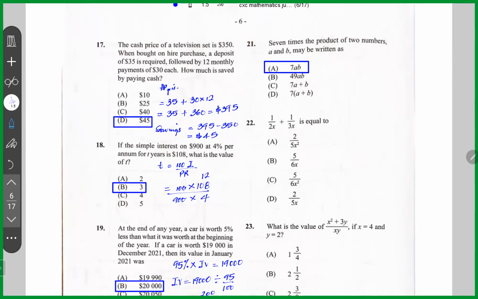All right, algebraic fraction, 1 over 2x plus 1 over 3x. I need to find the LCM, which is 6x. 2x into 6x is 3. 3 times 1 is 3. 3x into 6x is 2. 2 times 1 is 2. This is 5 over 6x. So the answer here is B.